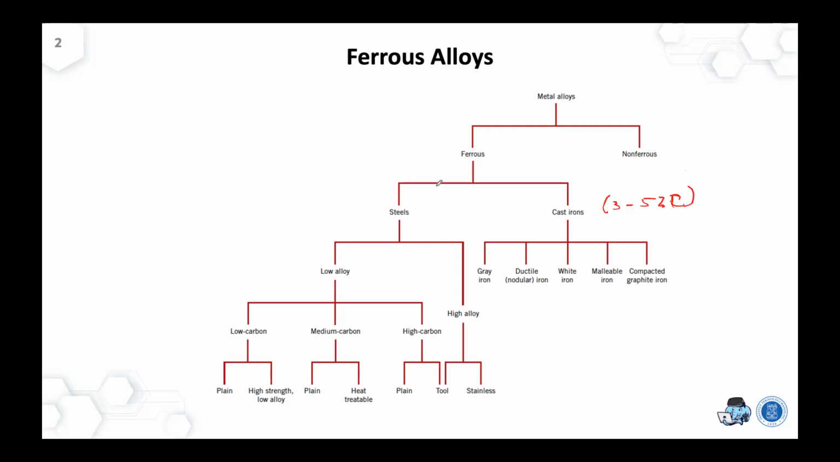Okay, and the steel itself is actually divided into low alloy, where the remaining alloy is very small, so this only contains carbon and just a small amount of alloy, or high alloy. High alloy means they have quite a high composition of other alloys, for example stainless steel has chrome and nickel and molybdenum and vanadium and something like that. And low alloy itself is divided into low carbon, medium carbon and high carbon.